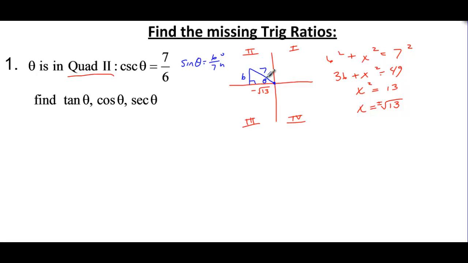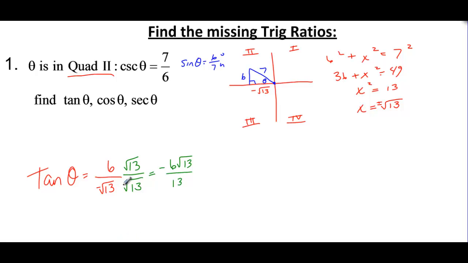So now that I know my triangle, I can do just what I did in the last problem. Tangent of my theta, again, tangent is the opposite, which is 6, over the adjacent, which is negative root 13. But we don't like to keep answers like this. And if you remember from our previous chapters, we don't like to keep a radical in the denominator. So I'm going to multiply top and bottom by root 13. So I'm going to get 6 root 13 over 13. And this still stays negative. I don't have to worry about that.